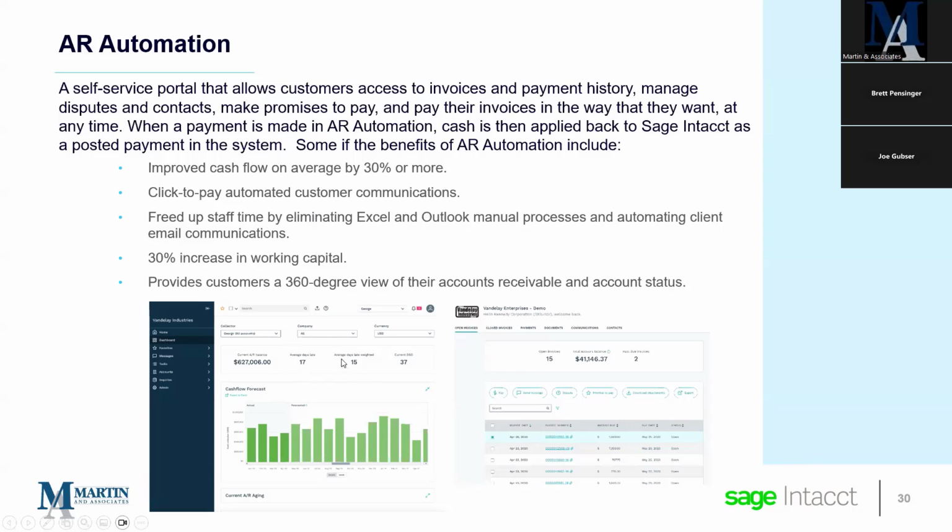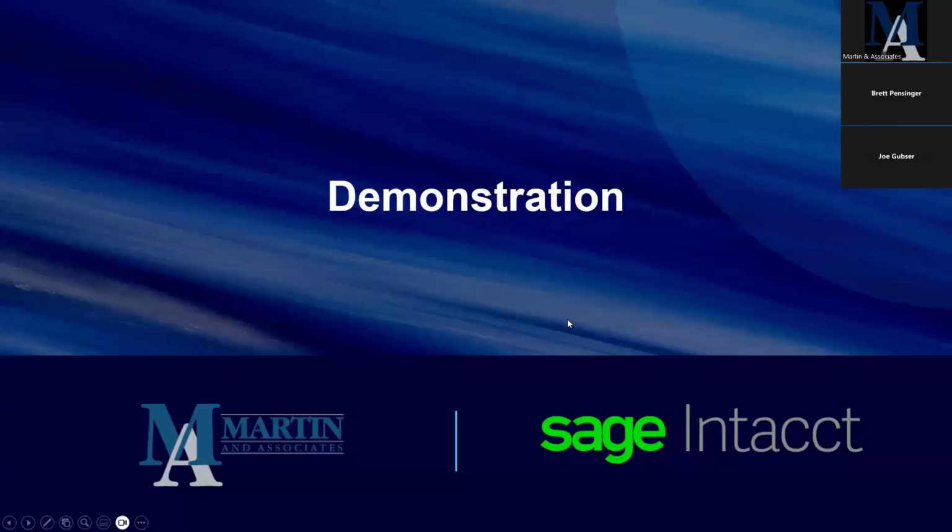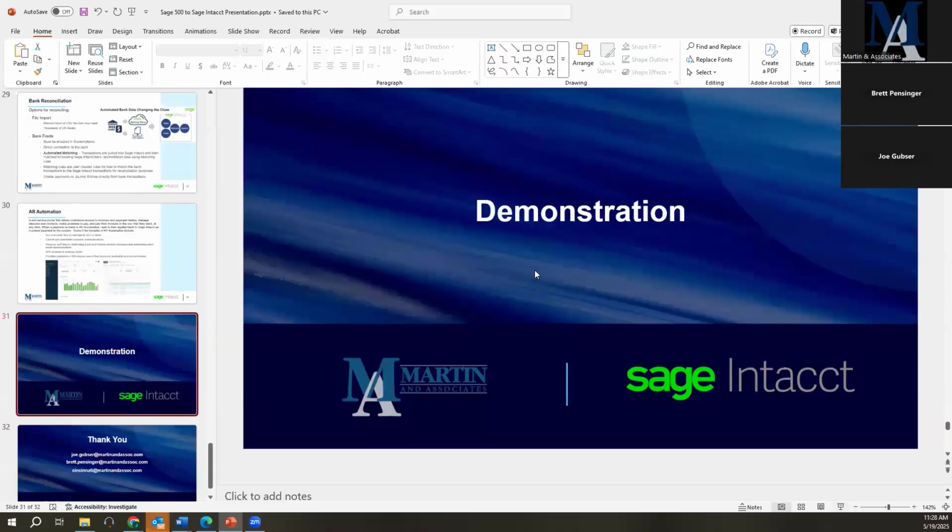So this left-hand side here is an example of the internal dashboard that your credit team would see through AR automation. And on the right-hand side here is an example of a website or dashboard that your customers would see, with their invoices down here at the bottom that they could pay and process through their dashboard. So that gets us through the presentation.